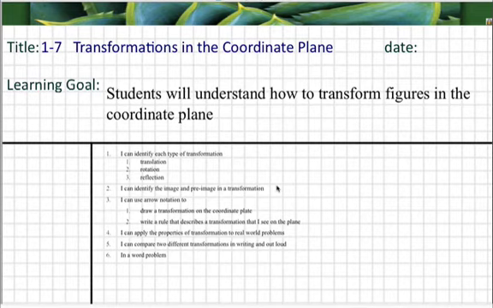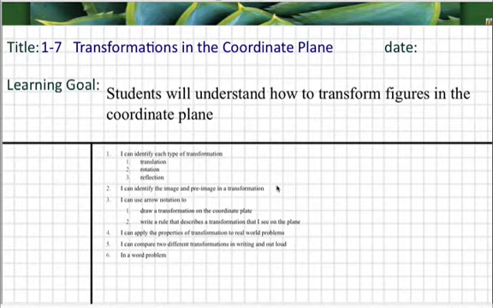In this lesson, you're going to have an introduction to transformations, and then we're going to work on transforming things in the coordinate plane. So our learning goal for this, of course, is to understand how to transform figures in the coordinate plane, and we've got several different success criteria to tell you if you've met the learning goal.